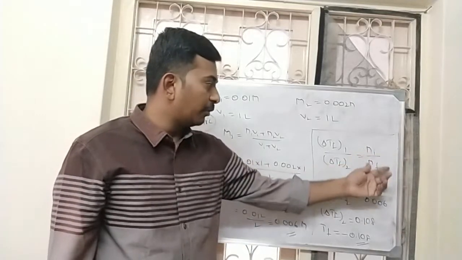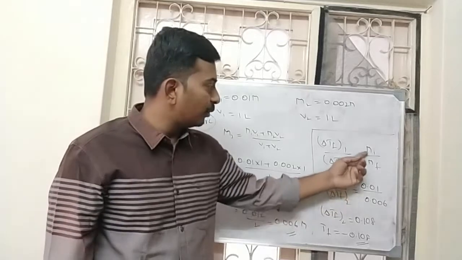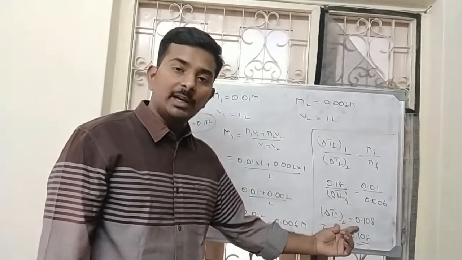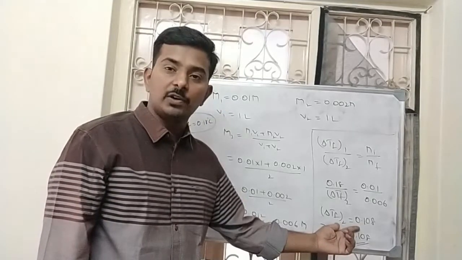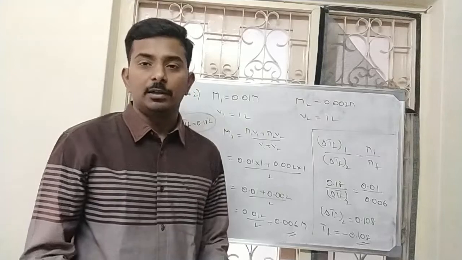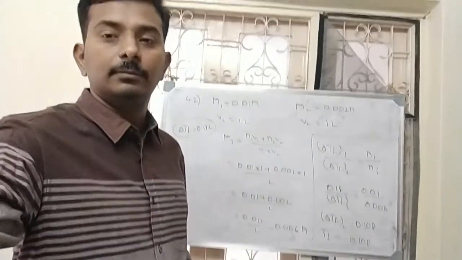So it is directly proportional to initial concentration. So delta TF1 by delta TF2 is equal to Mi by Mf. Substituting the values and simplifying, you will get depression in freezing point as 0.108, where the freezing point of solution will be minus 0.108. So it will be option B. Coming to the next question, question number 43.